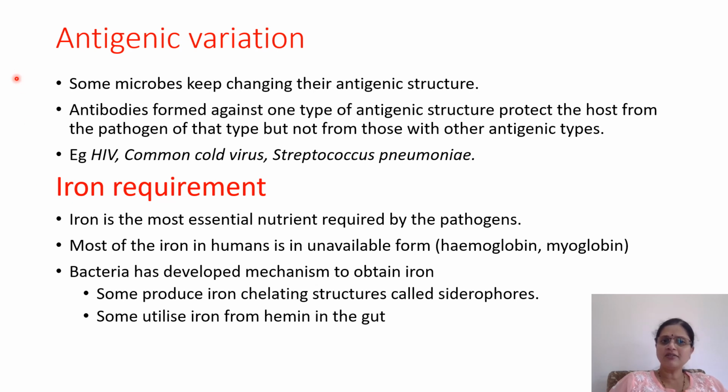Antigenic variation means some microbes keep changing their antigenic structure so that they keep escaping from the immune response that gets stimulated in our body. So antibodies formed against one type of antigenic structure protect the host from the pathogen of that type alone, but not from those with other antigenic types.